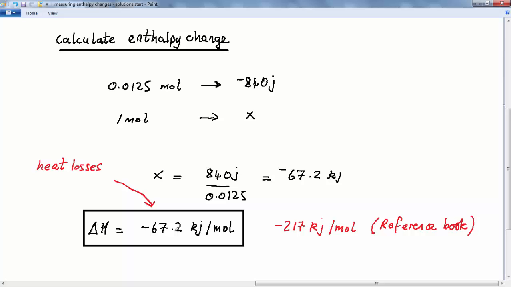Okay, so in the next lesson we'll look at how to measure enthalpy changes for a combustion reaction.